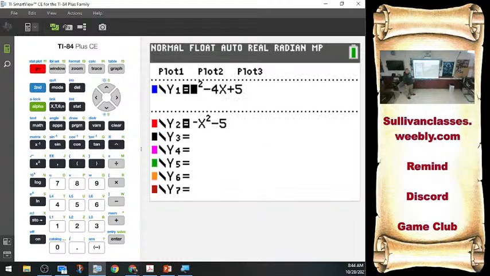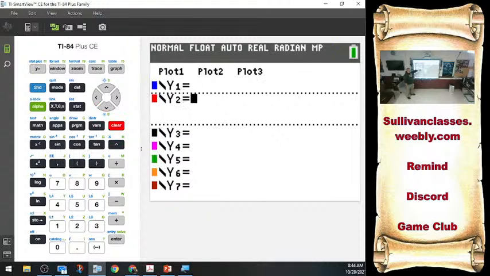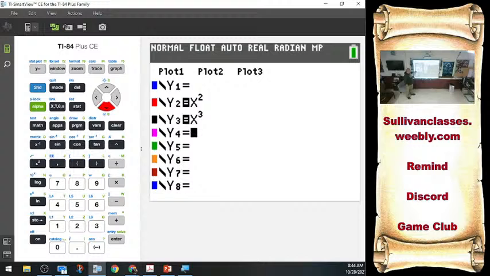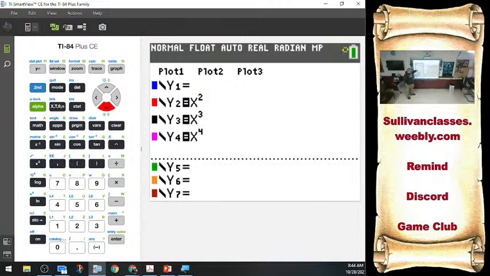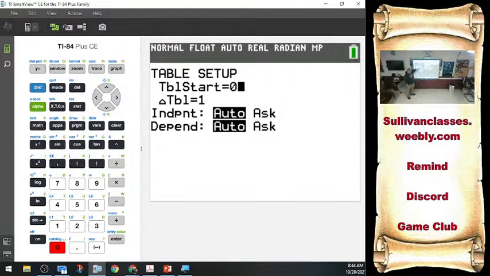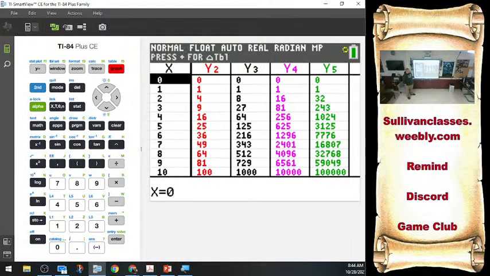I'm going to say y2 is x squared. I'm going to say y3 is x to the third. I'm going to say y4 is x to the fourth. y5 is x to the fifth. Why did I skip 1? Because anything to the first is itself. So now if I go to an auto-populated table, going by ones, there we go. Now I have all of my squares, cubes, fourths, and so on.